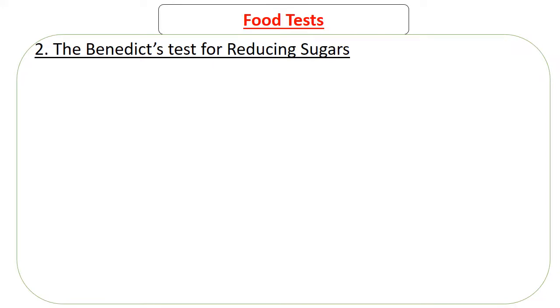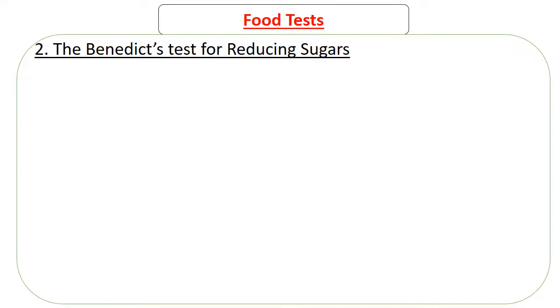The second test is the Benedict's test for reducing sugars. This test is used for both reducing sugars and non-reducing sugars. Some of the misconceptions that some students make is if they test for reducing sugars and they discover that there's no reducing sugars, they automatically think that there is non-reducing sugars.